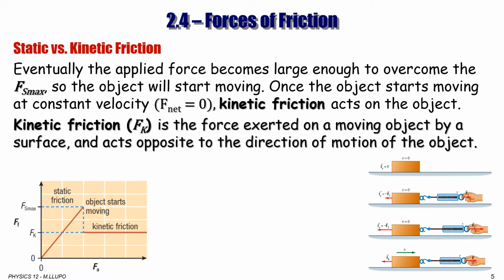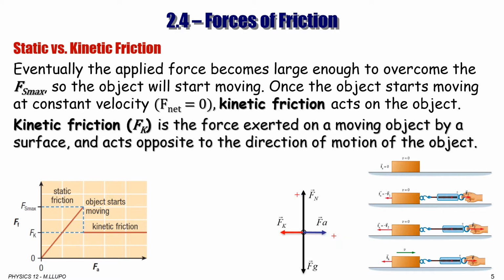So what is kinetic force of friction? It is the force exerted on a moving object by a surface that acts in the opposite direction of the motion. Remember, static force of friction was against attempted motion. Kinetic friction is against the motion of the object, the direction of the motion of the object.